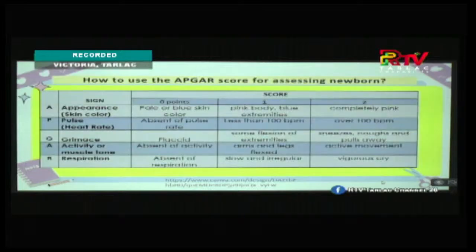First is to assess the baby's appearance or the skin color. Pale or blue skin color is 0 points, while pink body and blue extremities is 1 point. Completely pink skin color is 2 points. Next is the pulse or heart rate. Absent pulse is 0 points. Less than 100 beats per minute is 1 point, while over 100 beats per minute is 2 points.